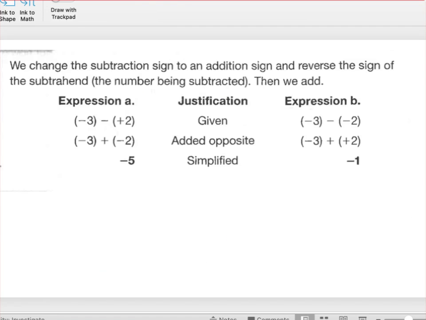All right, we changed the subtraction sign to an addition sign and reversed the sign of the subtrahend, the number being subtracted. Then we add. Okay, so in expression A, -3 minus +2, they're just showing us what we just did on the last page.